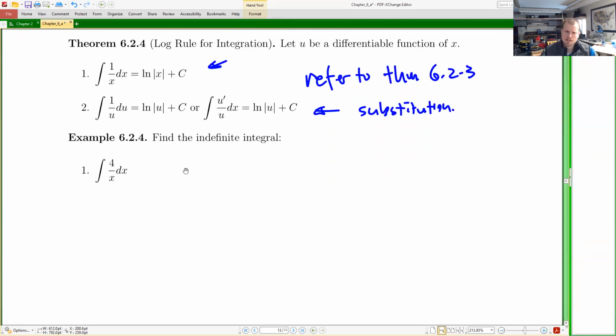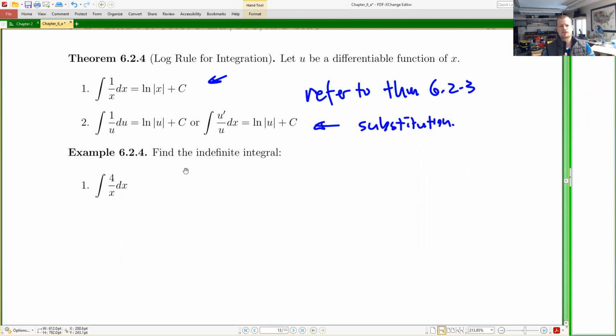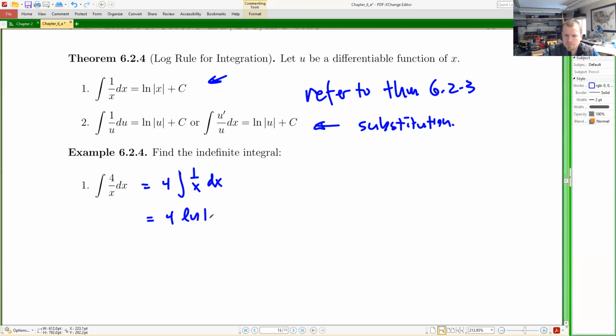All right, so let's take a look at some examples of this. Again, this is just the reverse direction. When we take the integral of 1 over x, it gives us the natural log. So if we recognize it, we can pull out the multiple of 4 here. That gives us the integral of 1 over x dx. And we immediately have that the integral of 1 over x dx is the natural log function. So this is 4 times the natural log of the absolute value of x plus c.